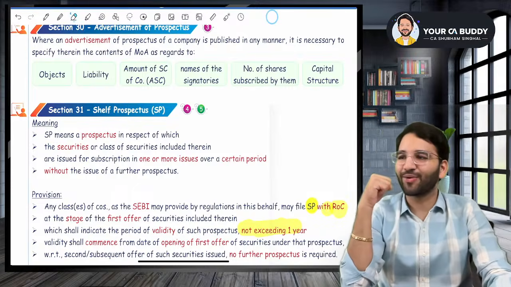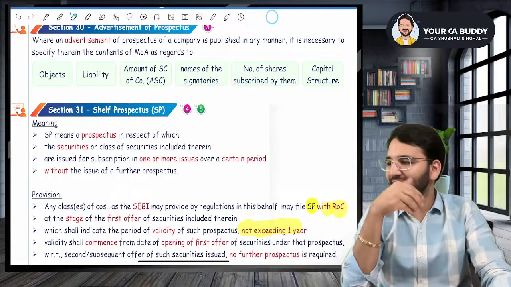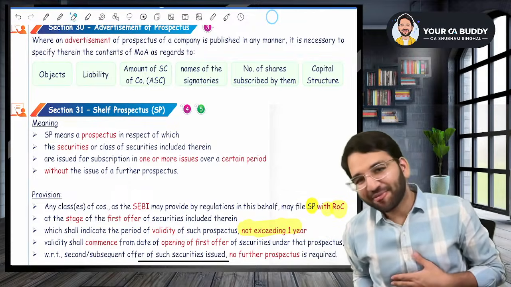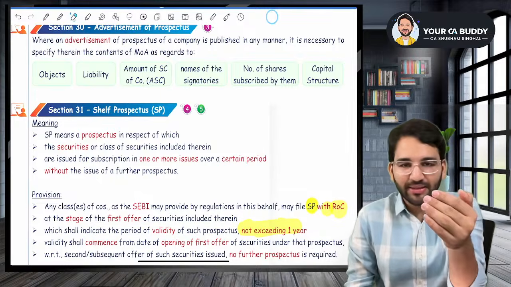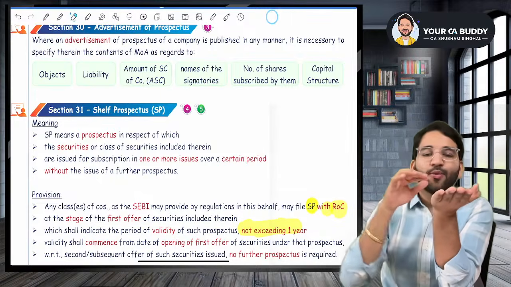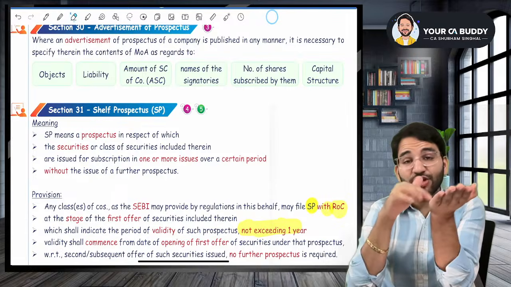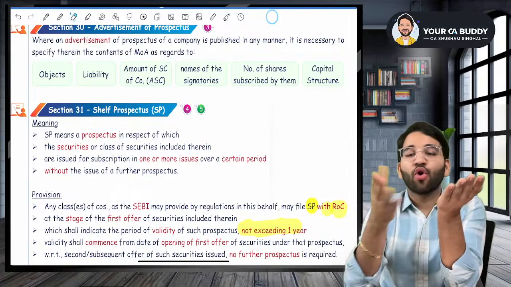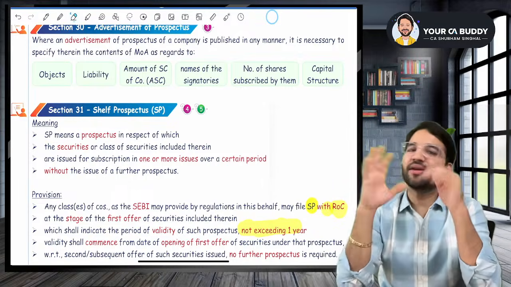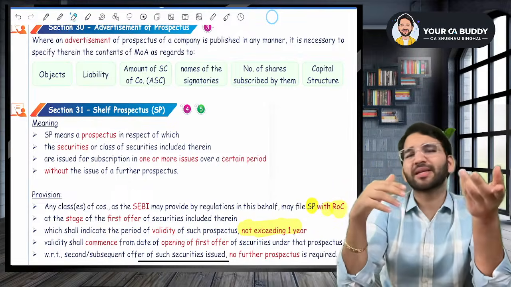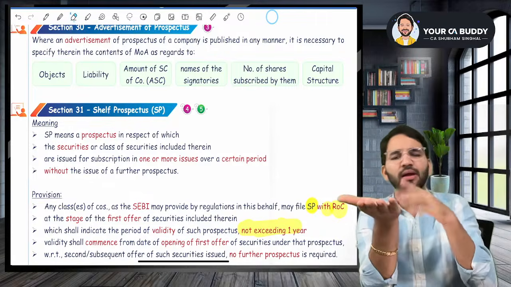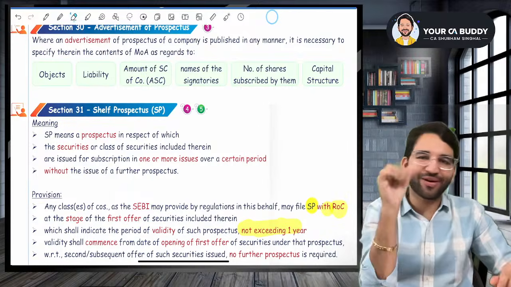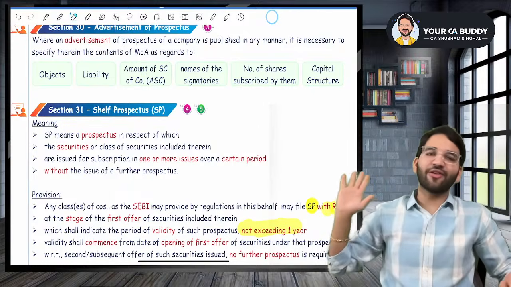Now let's continue. Listen to me very carefully. Section number 31 talks about shelf prospectus. Shelf prospectus means a prospectus in which the securities mentioned therein can be issued in one or more issues over a certain period of time without the need for further prospectus. So I don't want to issue a prospectus again and again. I'll issue a prospectus, and based on that prospectus, I'll make multiple issues over a certain period of time. That is called a shelf prospectus, and there is no need for a further prospectus.